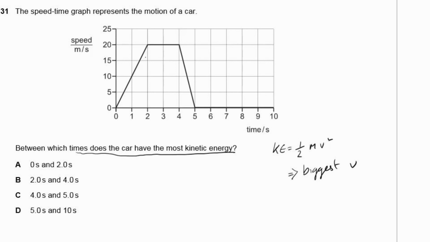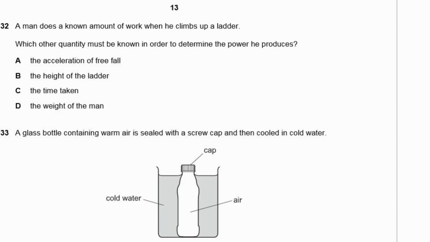And if we look up at our graph, what we can see is that the speed is biggest at this point here. It's travelling at 20 meters per second, and that happens between 2 and 4 seconds. So there we go, between 2 and 4 seconds, that's option B. That's when the kinetic energy is the largest.